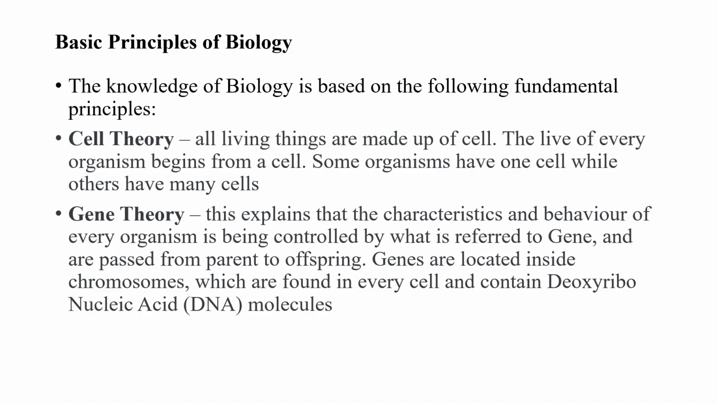Cell theory says that all living organisms are made up of cells. If an organism is said to be alive, if something is said to be a living thing, it must have at least a cell. You could have some organisms having one cell, and others having more than one cell. When an organism has one cell, it's referred to as unicellular. When an organism has more than one cell, it's referred to as multicellular.